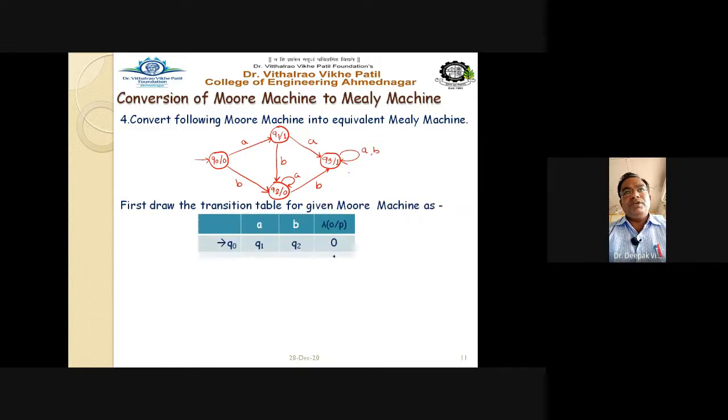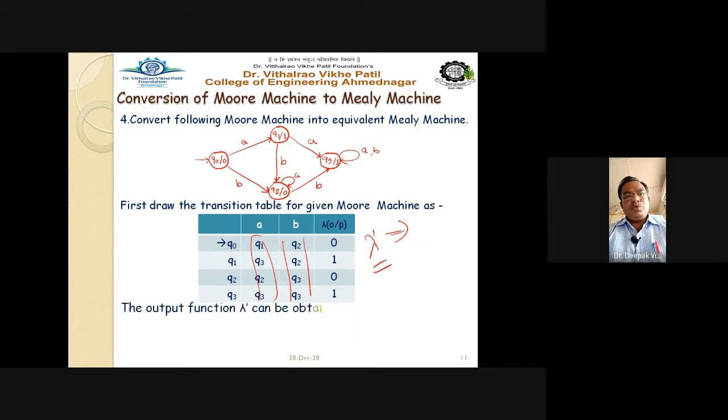So a, b are the two inputs, and the states are Q0, Q1, Q2, Q3. These are the four states, right? And their transitions. These a and b transitions are useful while drawing the transition table for the Mealy machine. While drawing it, the only thing is that we have to find out the lambda dash function for the resultant Mealy machine, right?